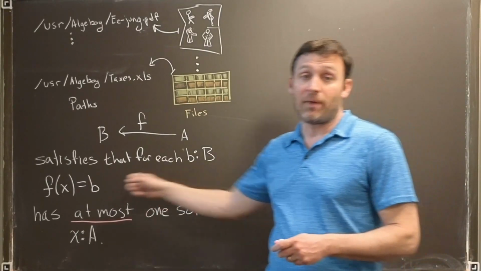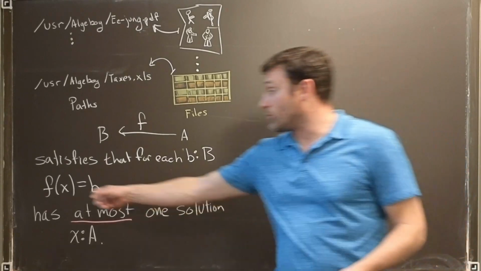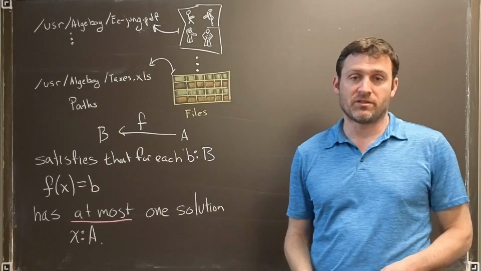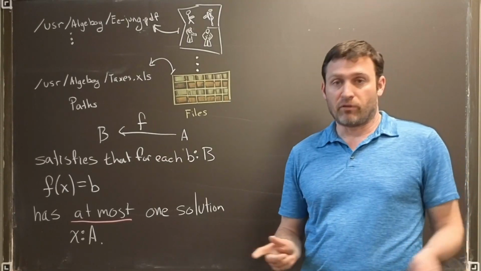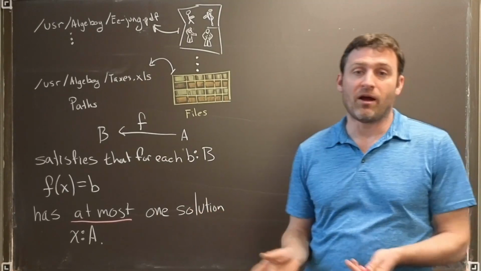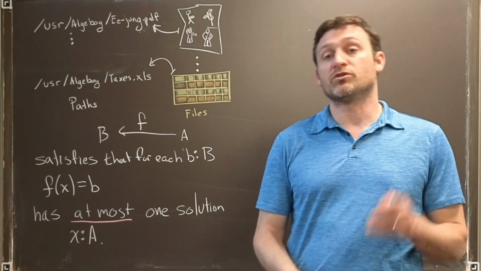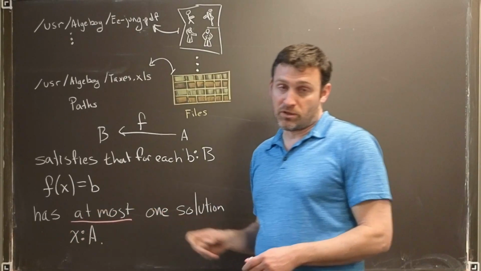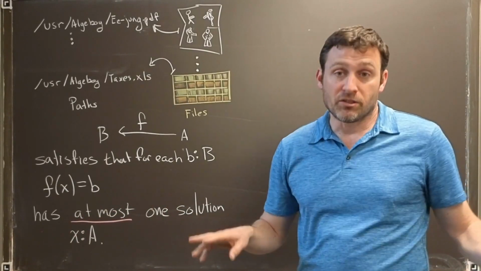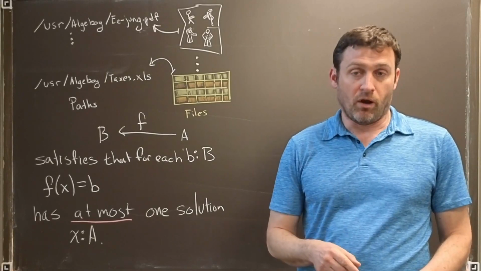For each possible path, the solution has at most one file. That is, there's only one x of type A that could give us that B. Notice what we're not saying. We're not saying that there is a file in every path. After all, I haven't named a file after every possible string. So, this is a situation which is reciprocal to our surjective example, where we had that there was at least one solution. Here, we don't have to have any solutions at all, but if we have a solution, it is unique. It's the only one.